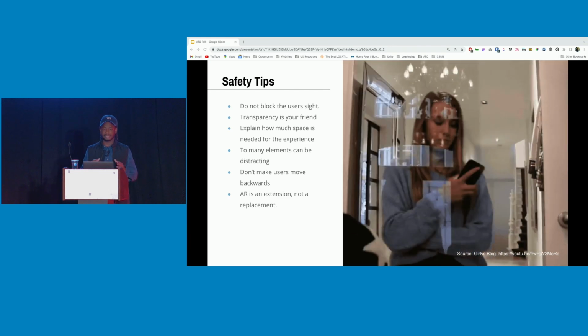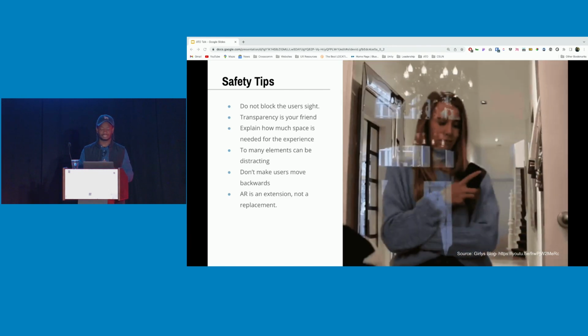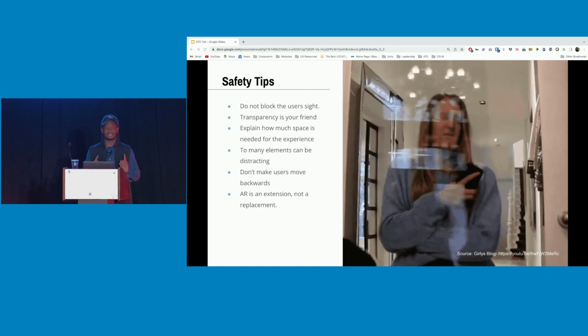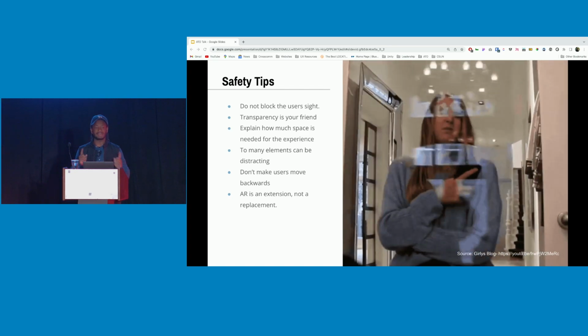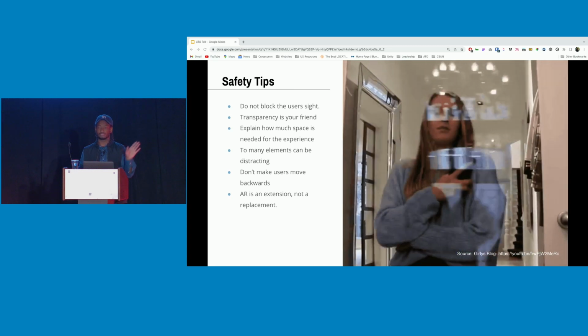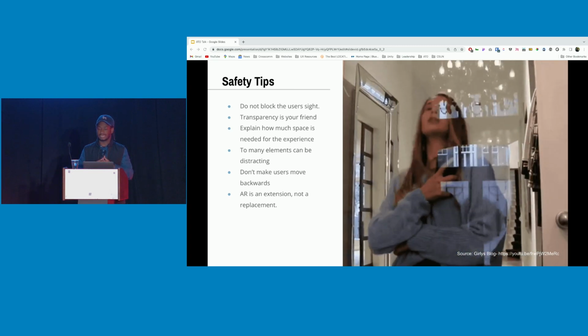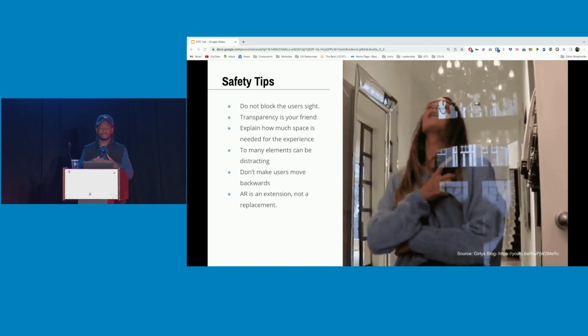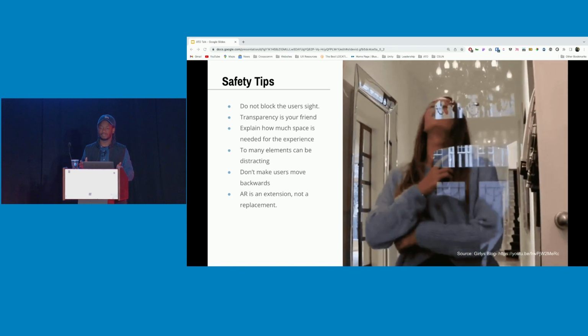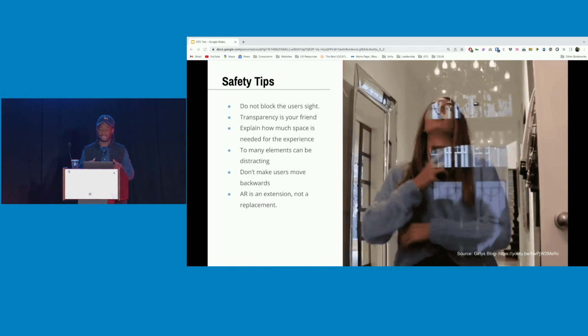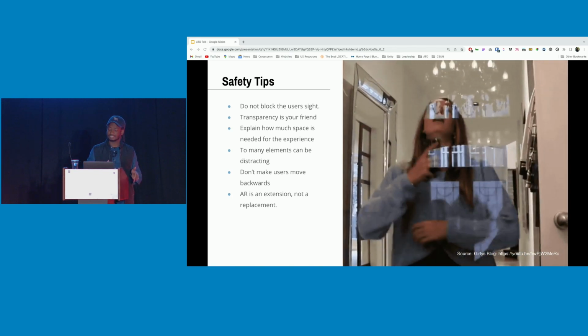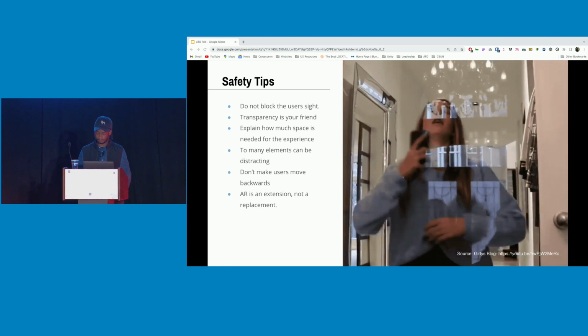And then lastly, if you remember anything from these safety tips, remember AR is an extension, it is not a replacement. So it's not virtual reality. We never want to replace everything that's happening within their field of vision because once again, they won't be able to see what they're doing, and they could walk into a table because they think it's a tree and because you replaced the whole environment. So you just want to be careful with that and make sure you remember that AR is an extension, not a replacement.